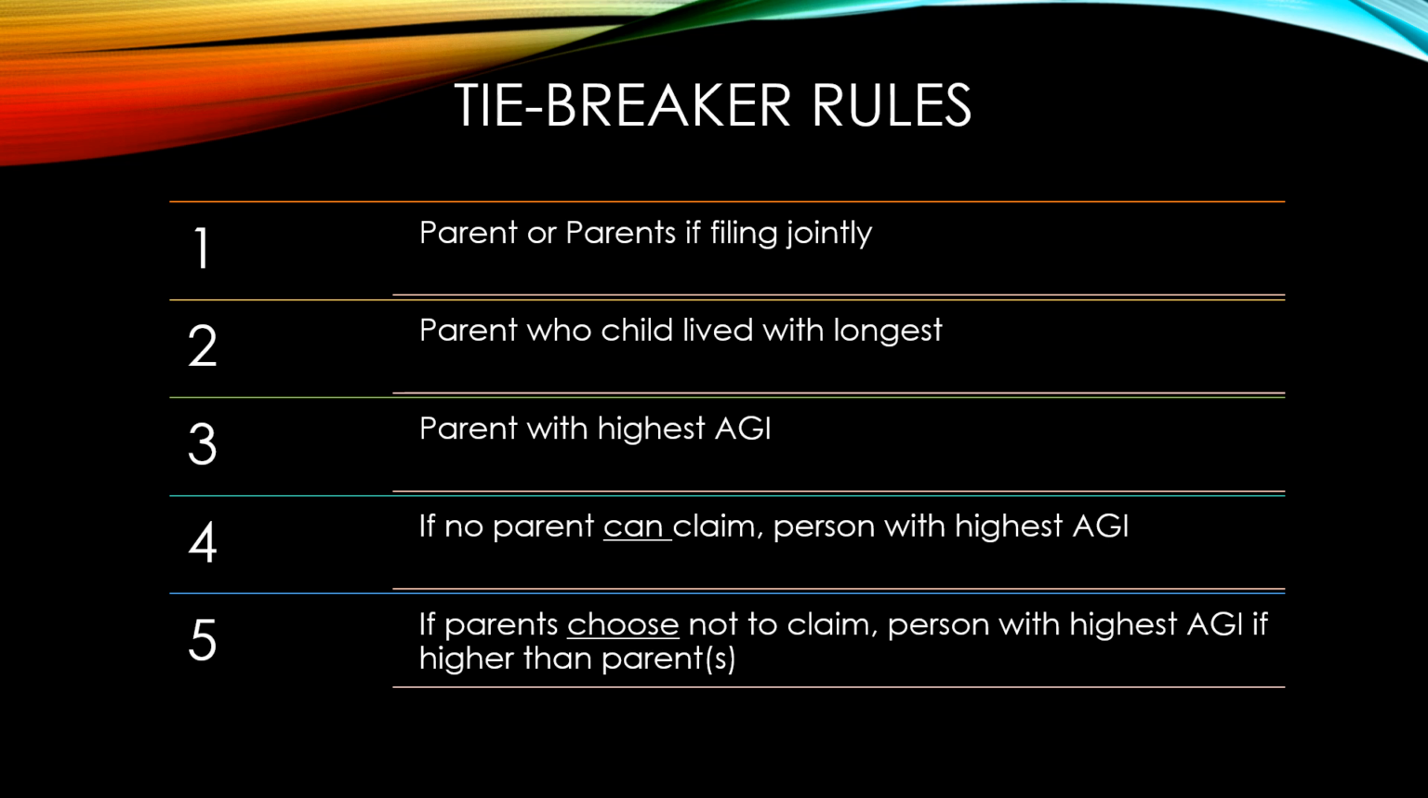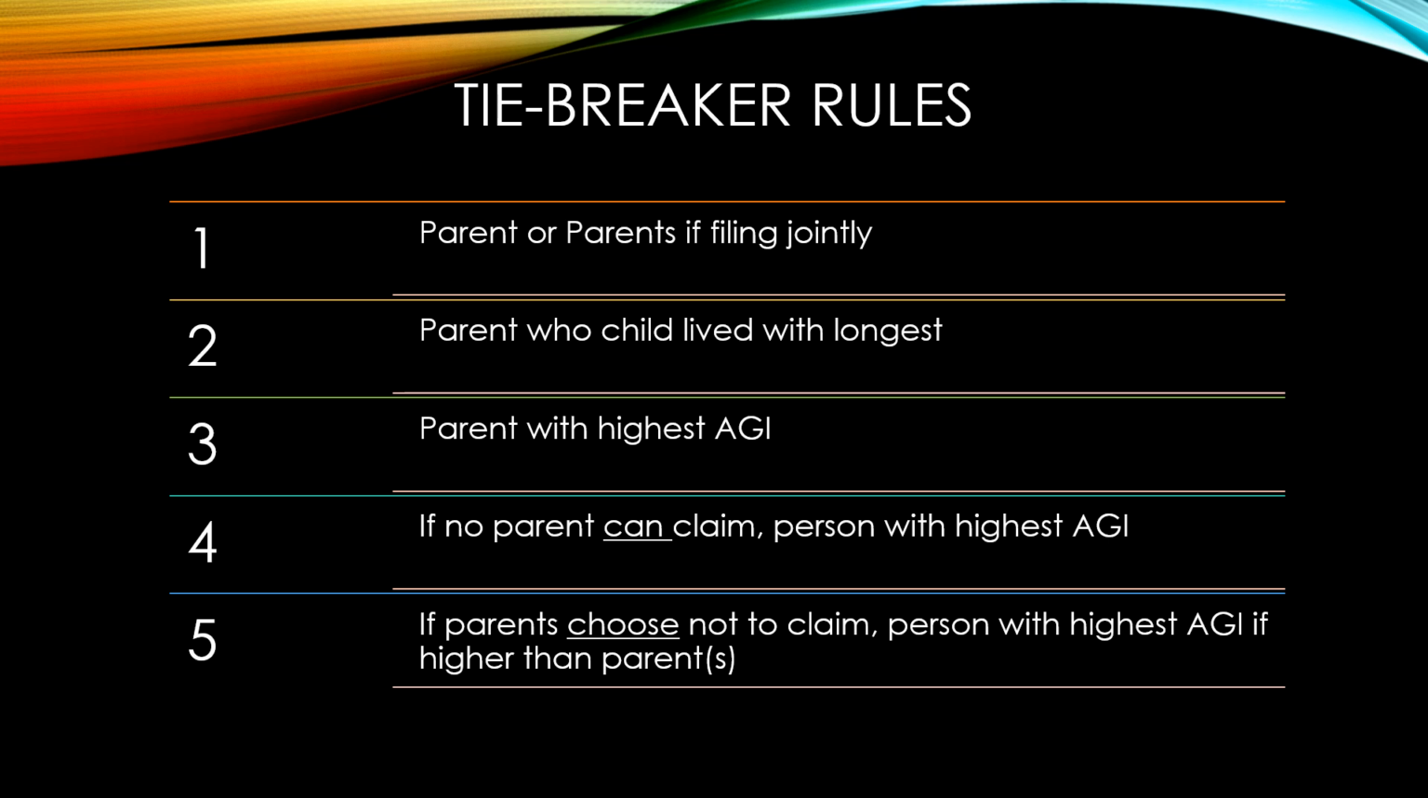If for whatever reason it was just 50-50, then the dependency would go to the parent with the highest adjusted gross income. And then if neither parent could claim the child, say a situation where maybe a child is living with an aunt for half of the year and lives with the grandparents for the other half of the year, then it would go to the person with the highest adjusted gross income.